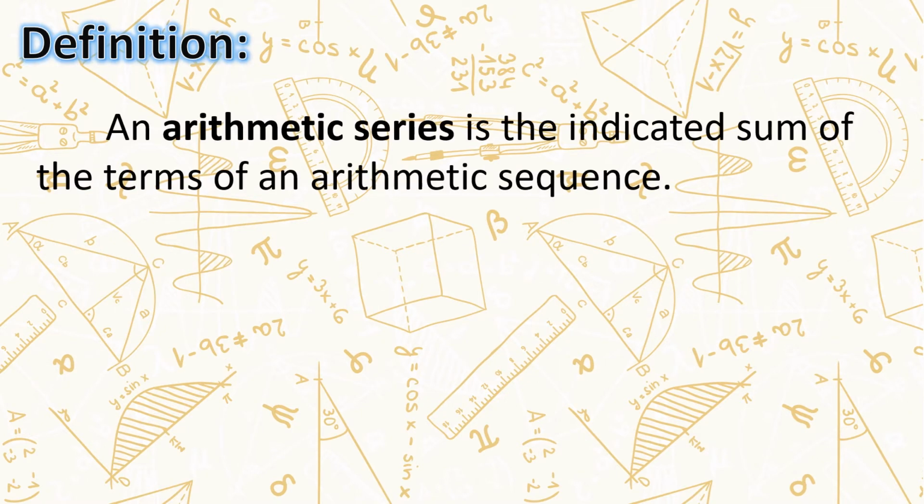An arithmetic series is the indicated sum of the terms of an arithmetic sequence. For example, the indicated sum of positive odd integers, 1 plus 3 plus 5 plus 7 plus and so on, is an example of an infinite arithmetic series. The sum of the first n terms of an arithmetic series is denoted by S sub n. This is also called the nth partial sum of an arithmetic series.